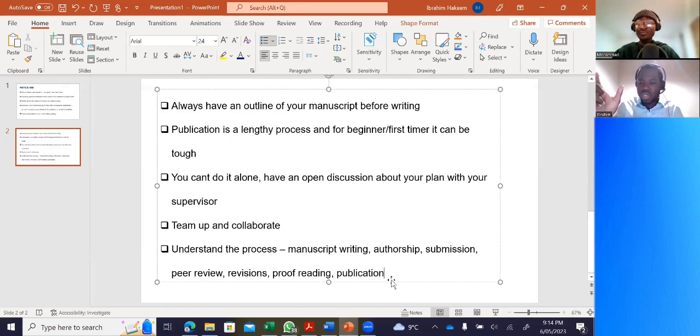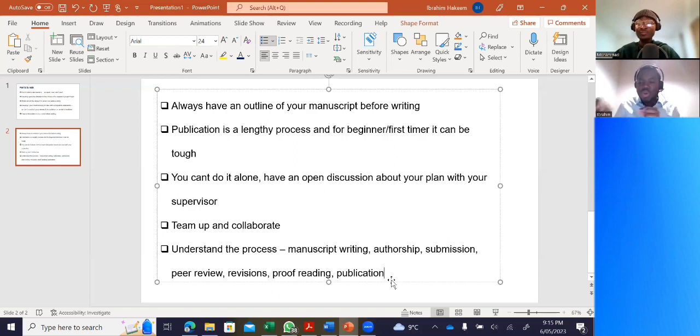So the journal has a particular audience in mind or has a particular scope in mind. So you need to write a manuscript to suit the requirement of that particular journal. Authorship. So who are you going to work with on this particular paper? What is going to be the arrangement of the authors on this paper? Who made the highest contribution?